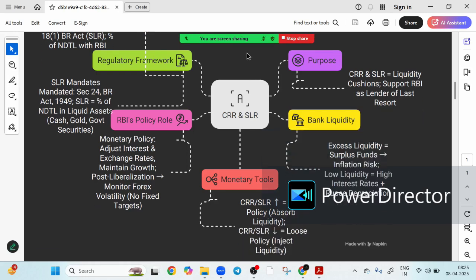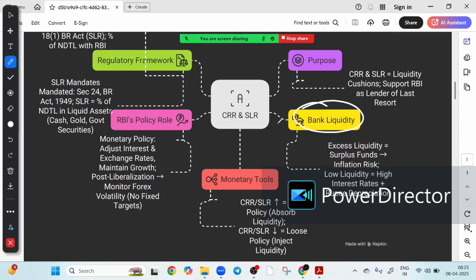Now the question is, what about bank liquidity? Friends, if there is too much liquidity in the system, it can lead to surplus funds and inflation risk. On the flip side, if the liquidity is low, it may lead to high interest rates and even rupee depreciation. You see, high liquidity means surplus funds and inflation. Low liquidity means high interest rates and rupee depreciation, right? And CRR and SLR help RBI to maintain the right balance, right?